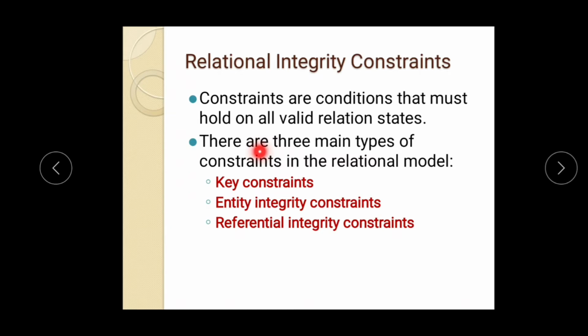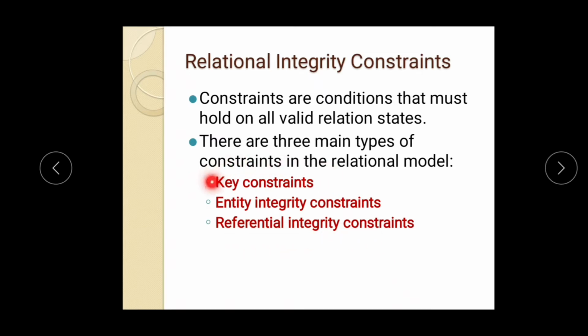There are three main types of constraints in the relational model. What are they? The first one is key constraint, the second one is entity integrity constraint, and the third one is referential integrity constraint. When a university question asks about relational integrity constraint, you have to explain these three constraints: key constraint, entity integrity constraint, and referential integrity constraint.